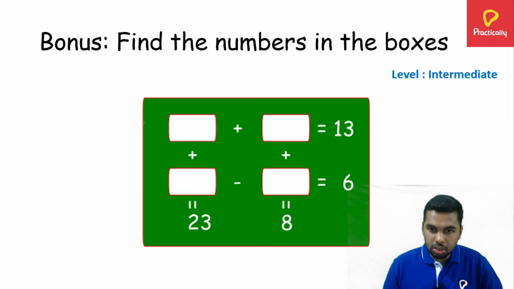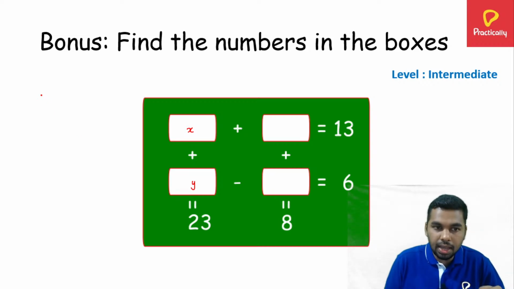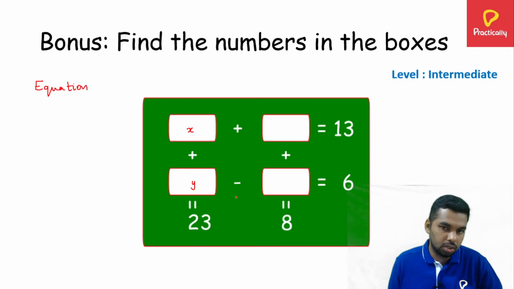So where you can start is probably like this. You can call one of the variables as x and the other variable as y. Now, when you have variables, x can take some value and y can take some other value. So here you get what is called as an equation. So probably you know what is meant by an equation. X plus y equal to 23, that is an equation. And here what you can do is, since x plus something gives 13, you can put here as 13 minus x. I'm just giving you a hint.